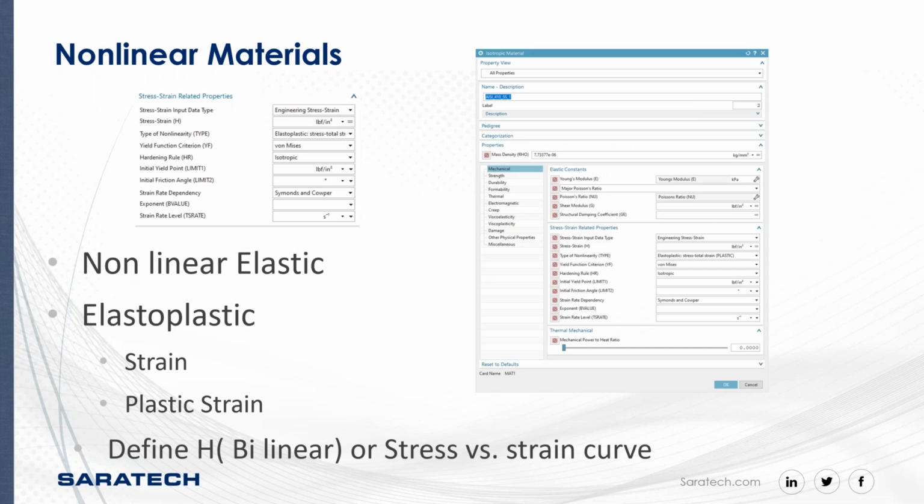To set those up inside Simcenter, this is the form, and we're going to go through this in a demo model. I think a demo is easier than me explaining it here. But inside here, these are the nonlinear material models that you can define. You can do nonlinear elastic, like I said. You can do elastoplastic. Defining the elastoplastic model, you can do that with a stress strain curve, or with stress and a plastic strain curve, or you can define H, which is a bilinear stress strain curve.